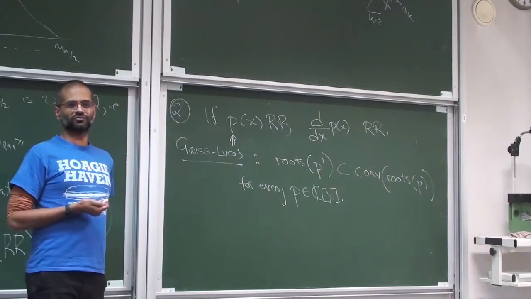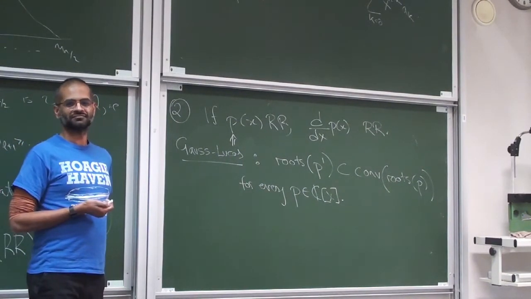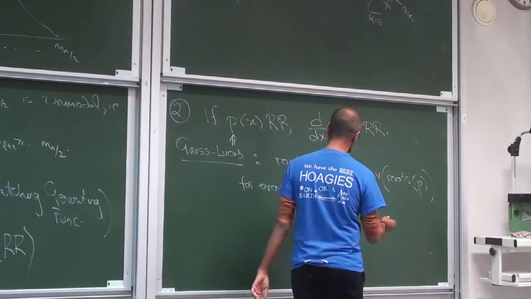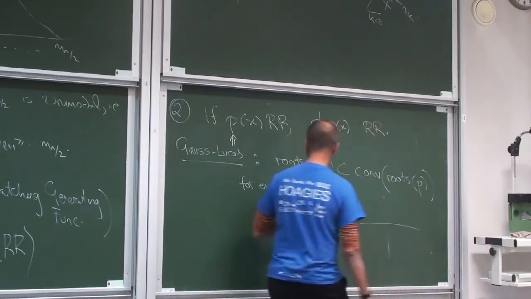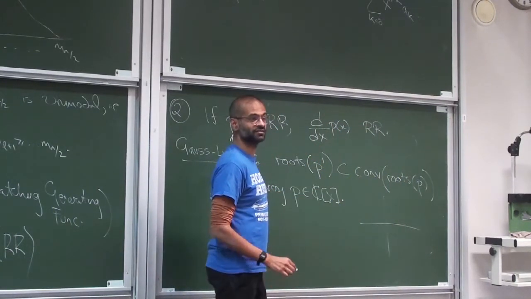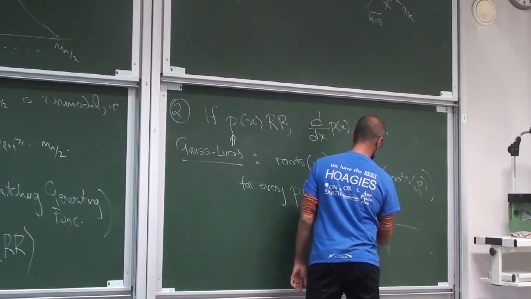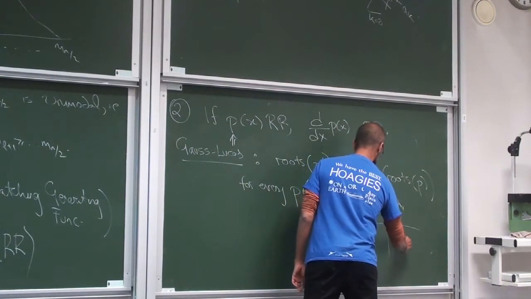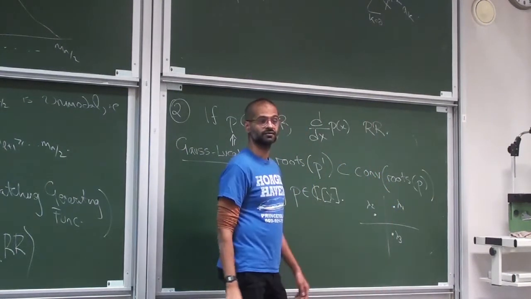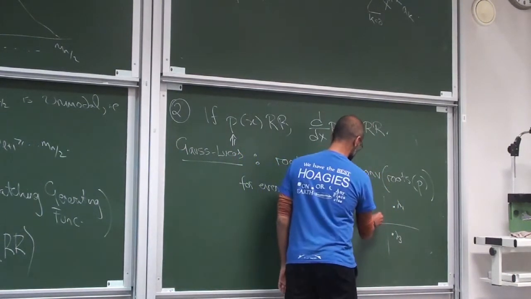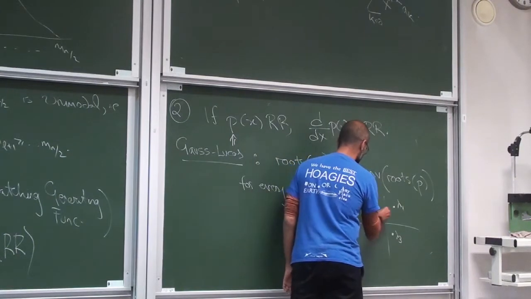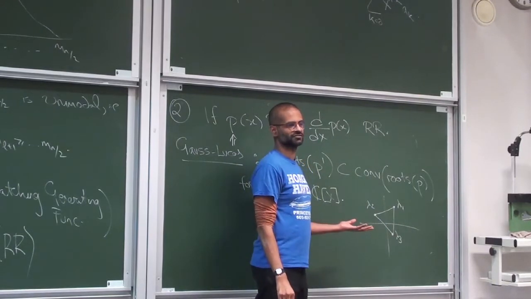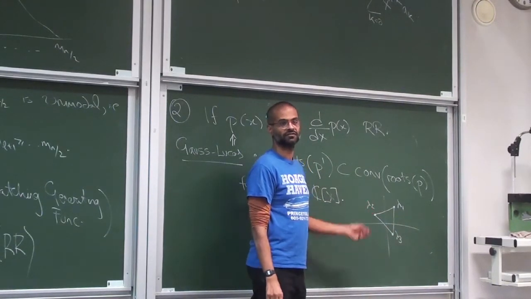How many people already know the proof of this theorem? Sorry, maybe you could explain what convex hull is, because maybe not everybody knows. Okay, sure. Let me just draw a picture. This is a polynomial with complex coefficients. It has some roots in the complex plane. Let's say lambda 1, lambda 2, lambda 3. So let's say p is degree 3. The convex hull is the set of all convex combinations in the complex plane. So it's the smallest convex set containing these points.